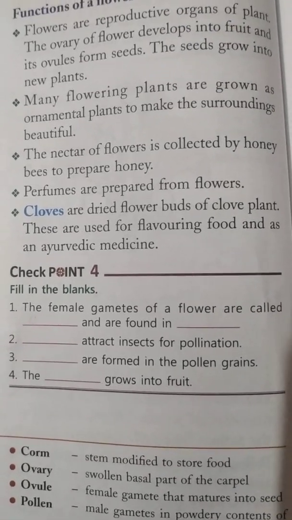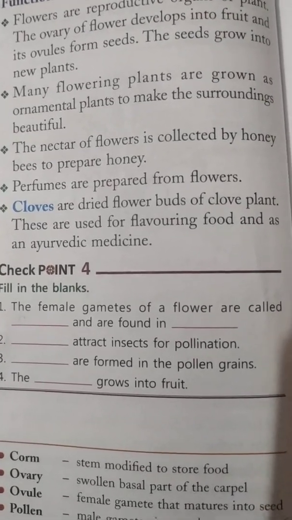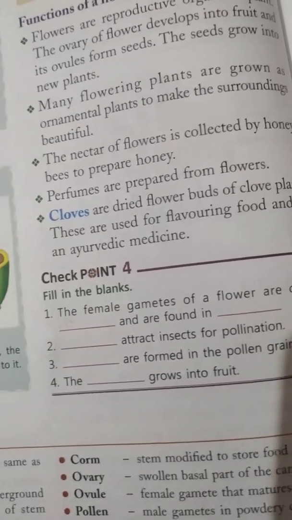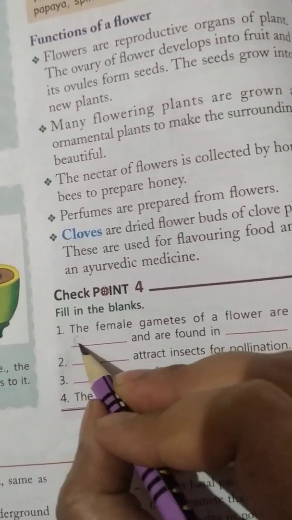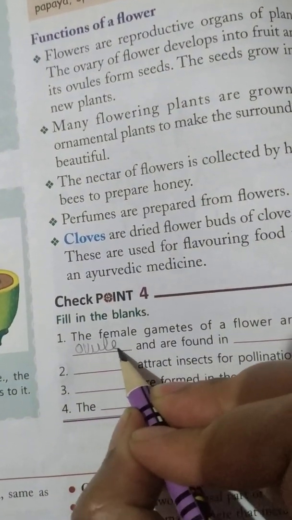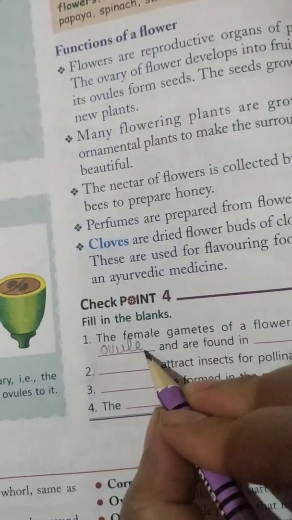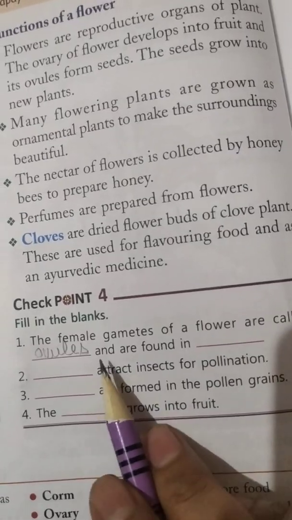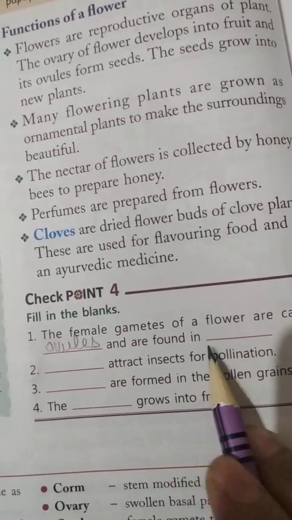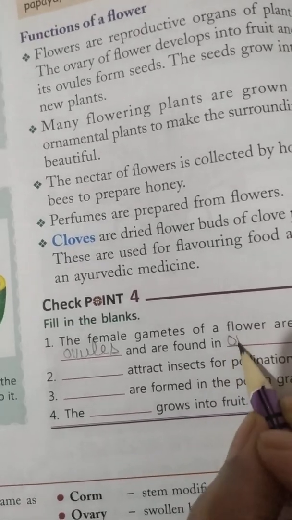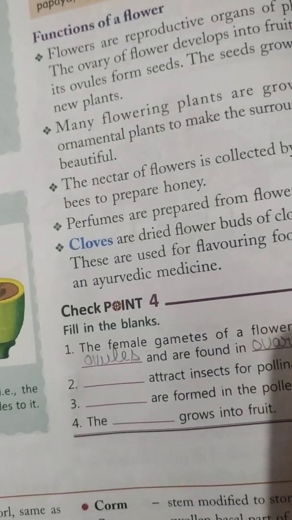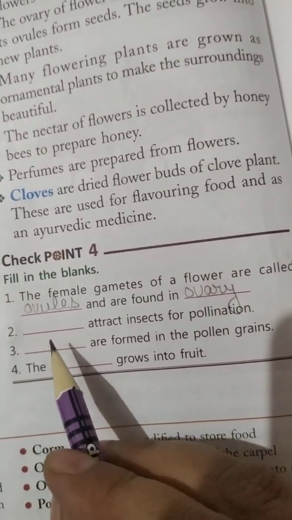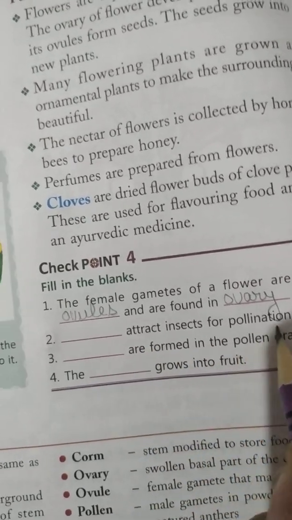Now here checkpoint 4 is given. Fill in the blanks. The female gametes of a flower are called, yes, ovules. The female gametes of a flower are called ovules and are found in where? In the ovary. Where will ovules be found? In the ovary. Dash attract insects for pollination.